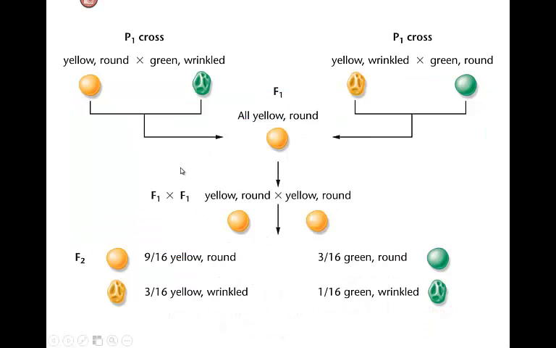Another way to look at this, if you're more of a visual learner, is in the first cross you have a yellow and round pea crossed with a green and wrinkled pea. And the same for this particular cross: you have a yellow and wrinkled times a green and round. What you would find in the F1 is that all of them would be expected to be yellow and round, because in this case yellow is dominant and round is dominant. Now if you were to cross these two F1s, the yellow round times a yellow round, you would get the results as we had just discussed.